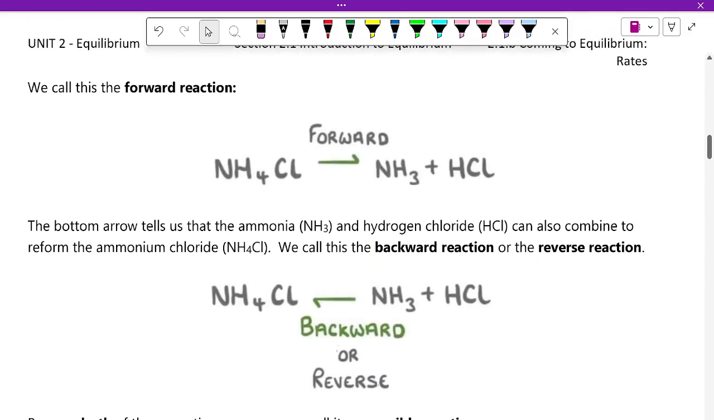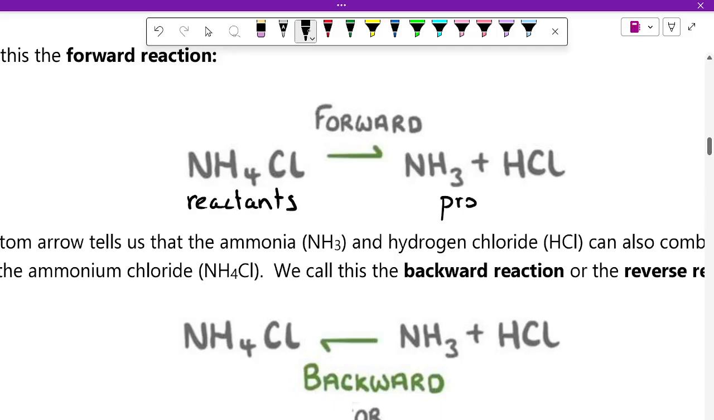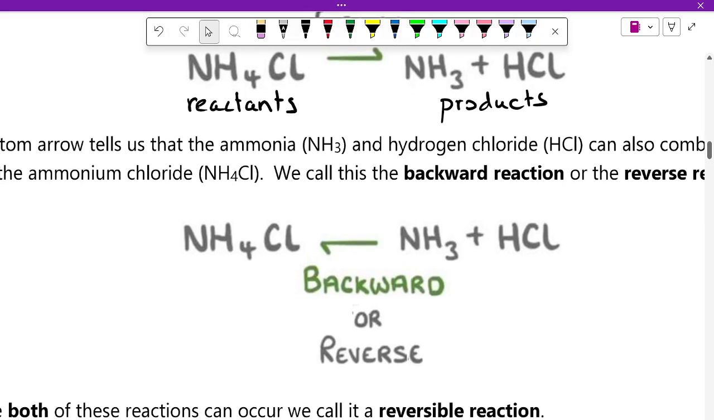Oh, we're not going to get through as much as we did with the other blocks. But we're going to get as far as we can. Okay? And then when the bell goes, I will let you go. We call this the forward reaction. These are our reactants. These are our products. This is our backward or reverse reaction.